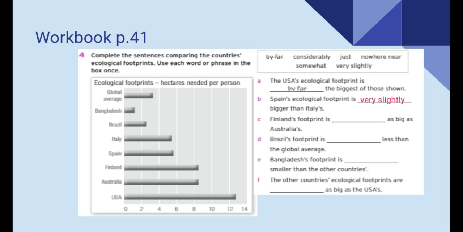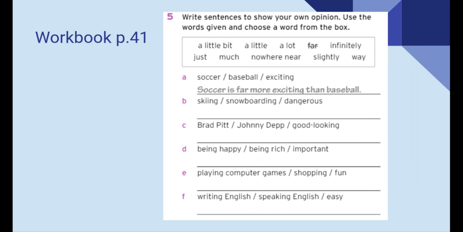Great, let's check. C. Finland's footprint is just as big as Australia's. Brazil's footprint is somewhat less than the global average. Bangladesh's footprint is considerably smaller than other countries. The other countries' ecological footprint are nowhere near as big as the USA's. Very good. Now continue working in your workbook, page 41, this time exercise 5.